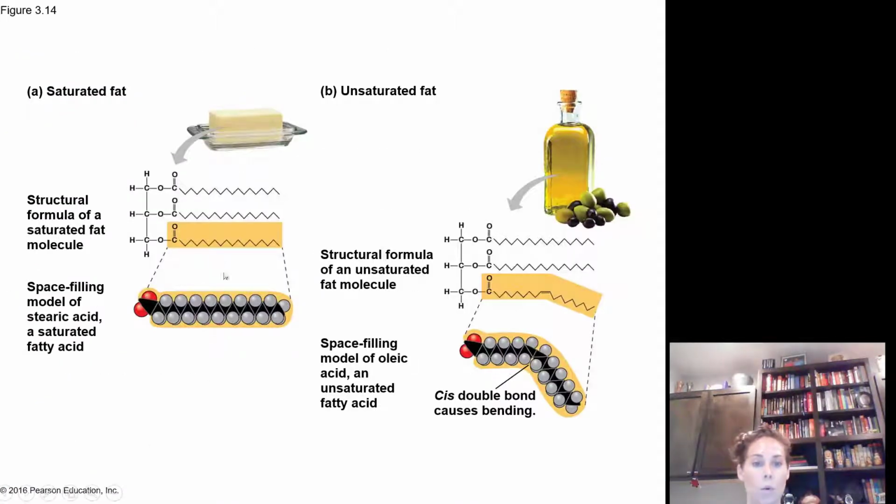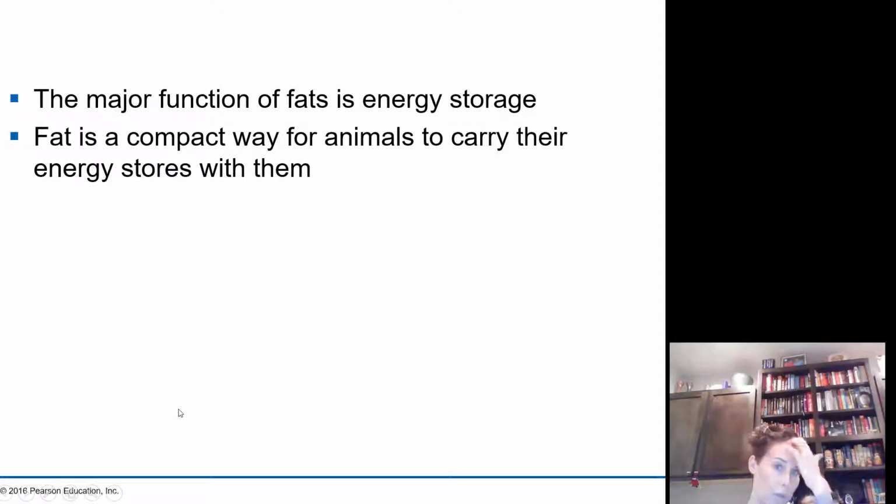So here you go. Here's butter, just all crammed up next to each other, becomes very, very solid. But you have just one little double bond in there, and it causes a kink in the system, and so they can't cram up right next to each other, and they become an oil.